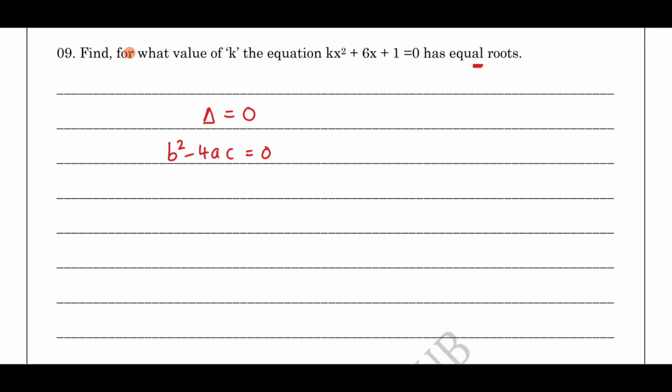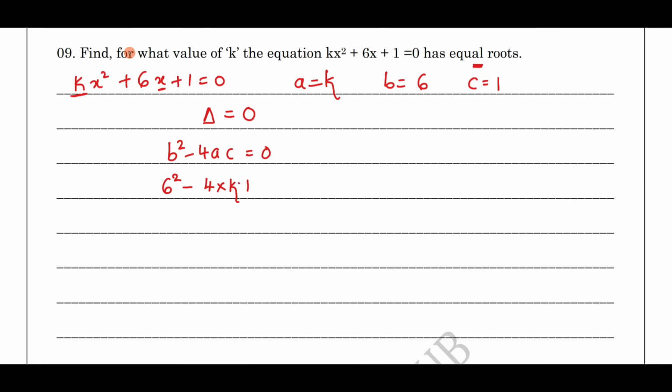So this is already given in the question. Equal roots, that means delta is equal to 0. That means the discriminant will be equal to 0. What is discriminant? b square minus 4ac. Write down the equation kx square plus 6x plus 1 equals 0. What is the value of a? That is k. a equals k. b equals the coefficient of x, which is 6. And c equals 1. Substitute here.